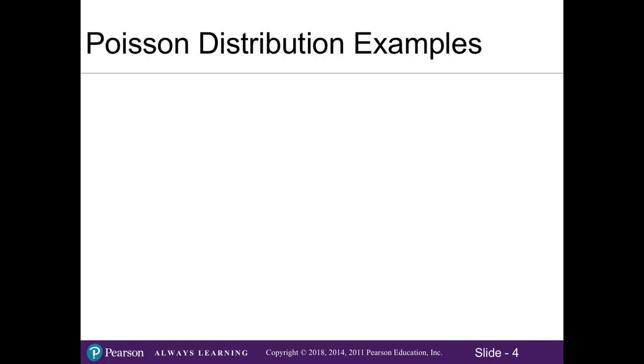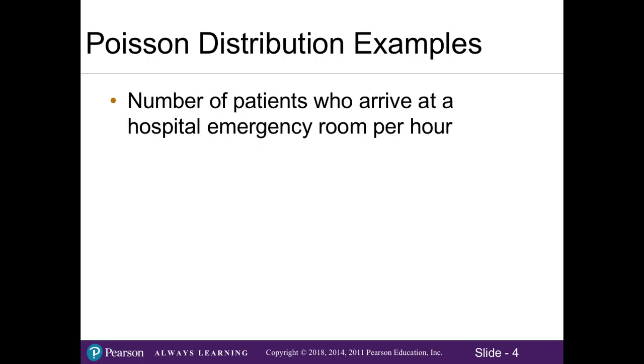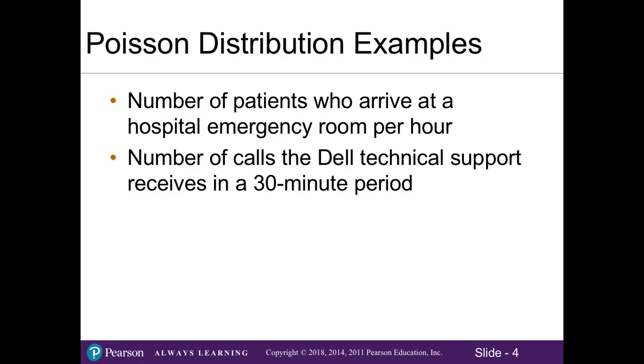So let's look at some examples of what you might be presented with in a problem at work, on the homework, or on an exam, where you would know, oh, this is where we would use Poisson. For instance, we want to know the number of patients who arrive at a hospital emergency room per hour. We can use Poisson to determine the probability of a certain number of patients arriving. This is important so that we know how many doctors and nurses or staff members we need to support our patients.